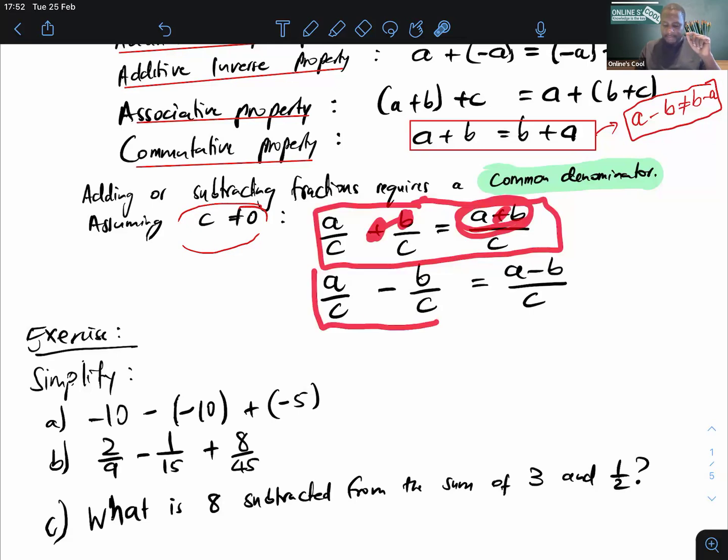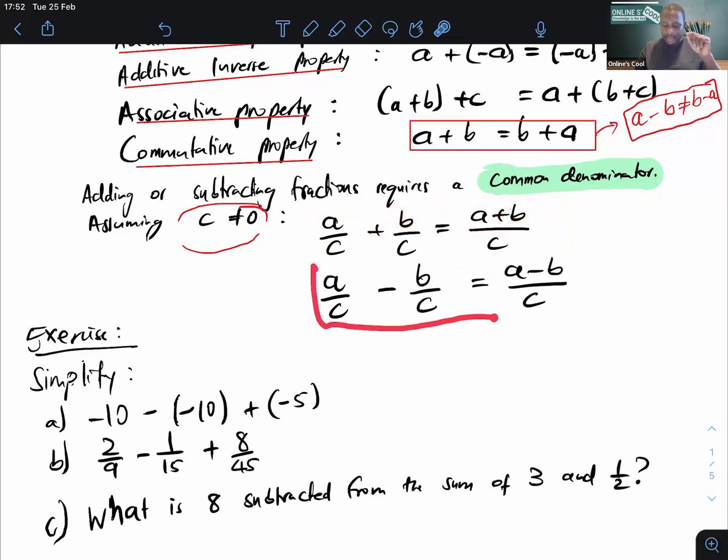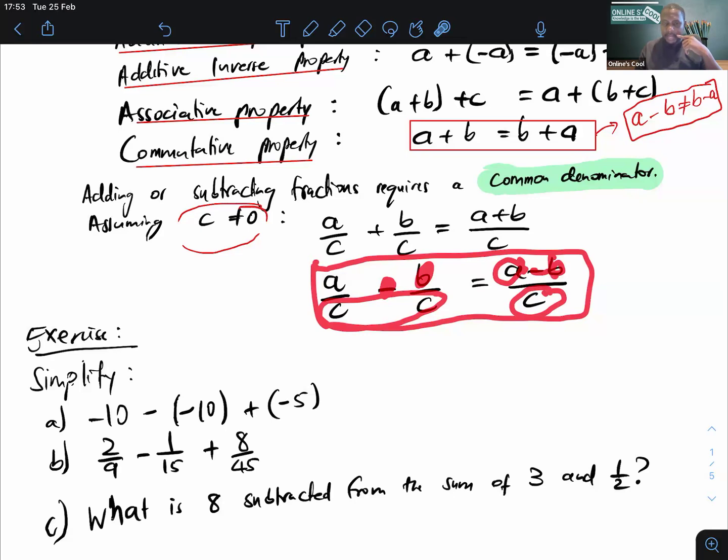Similarly, if I have A over C minus B over C, I still have the common denominator, so I'm going to put the common denominator, and then the negative goes with the B. So I have A minus B. All right.